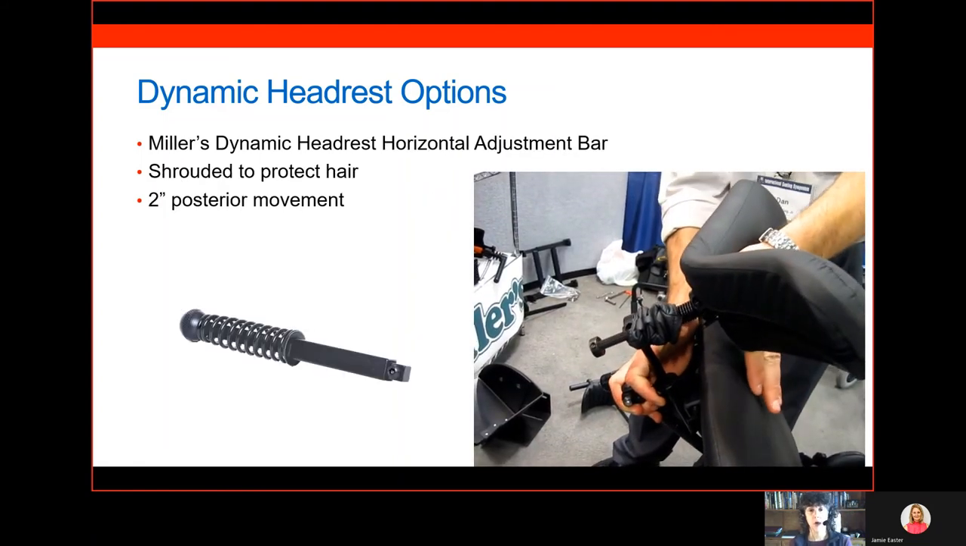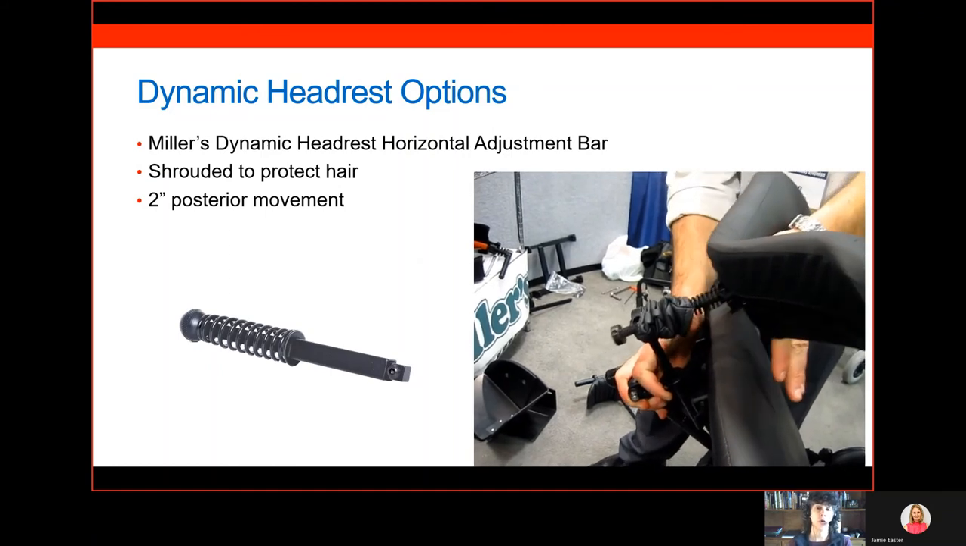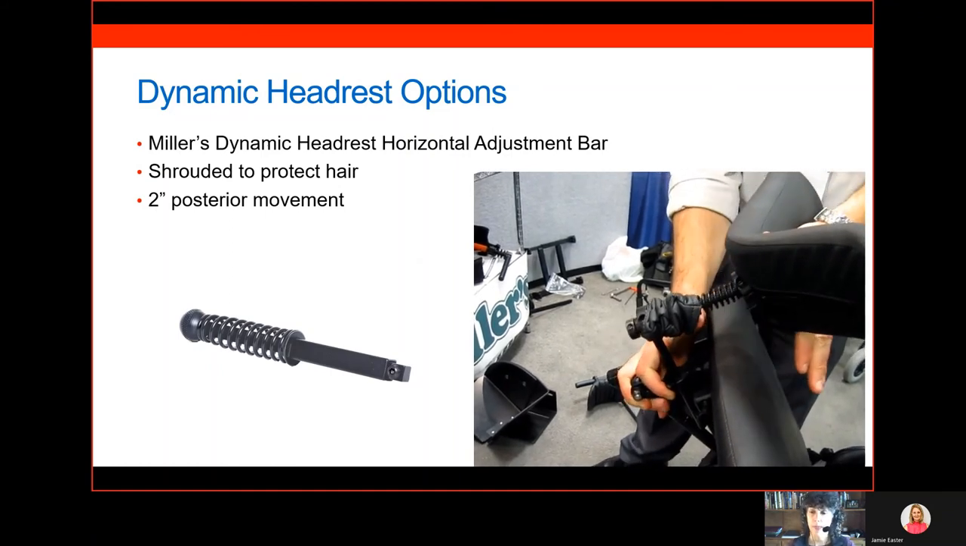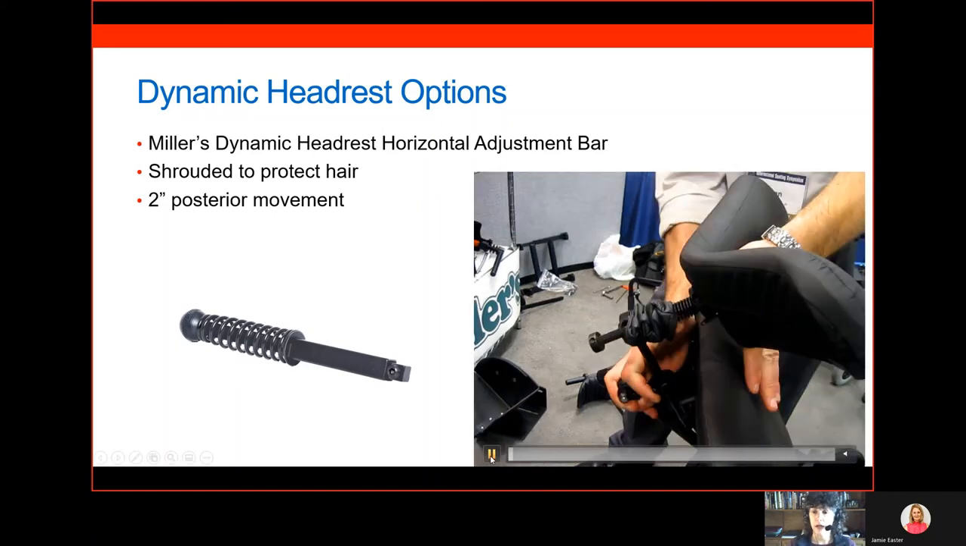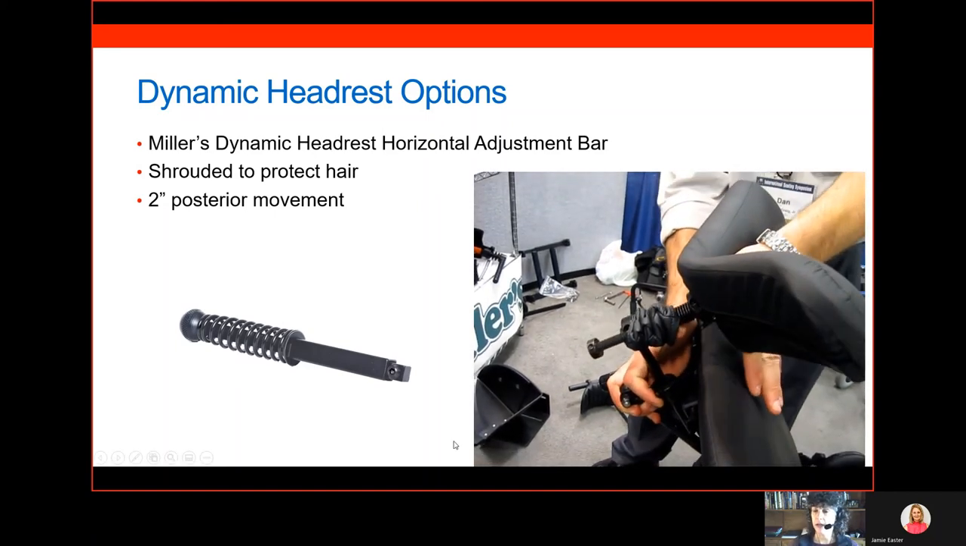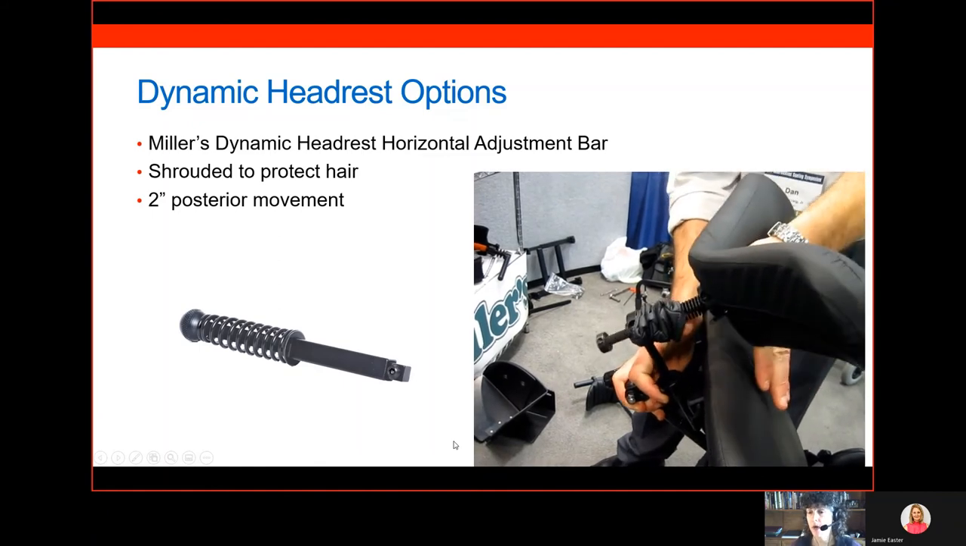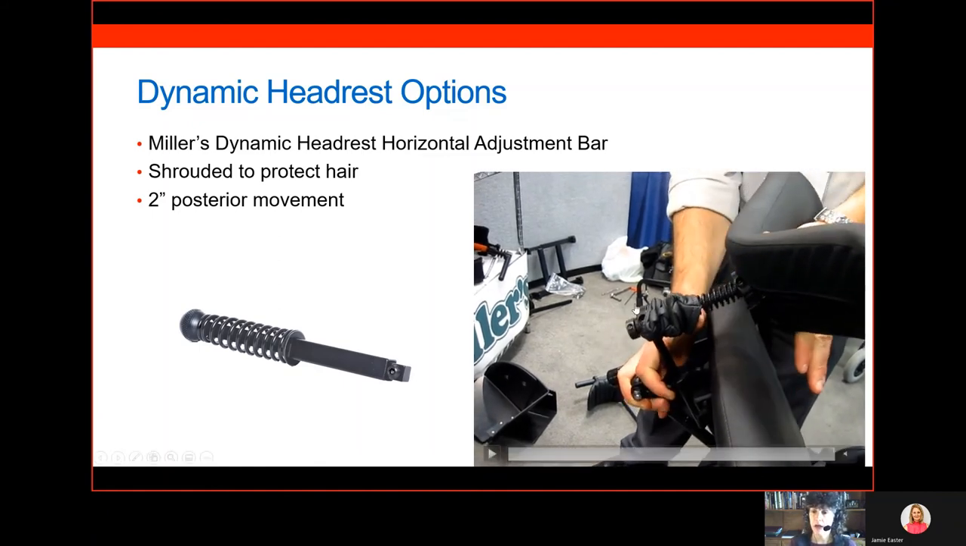This is Miller's other option, and it's called the Dynamic Headrest Horizontal Adjustment Bar. You can see that this moves in a bidirectional way again, like that Metalcraft one. Also, you can see there's a shroud here that's designed to cover this spring. One of the challenges with head support hardware is hair.